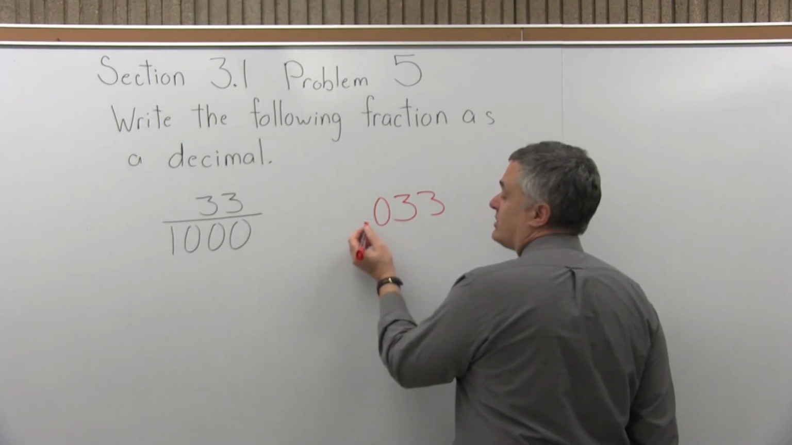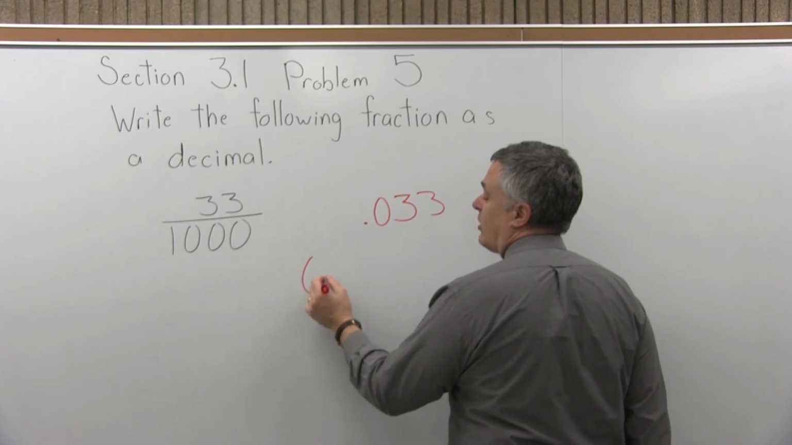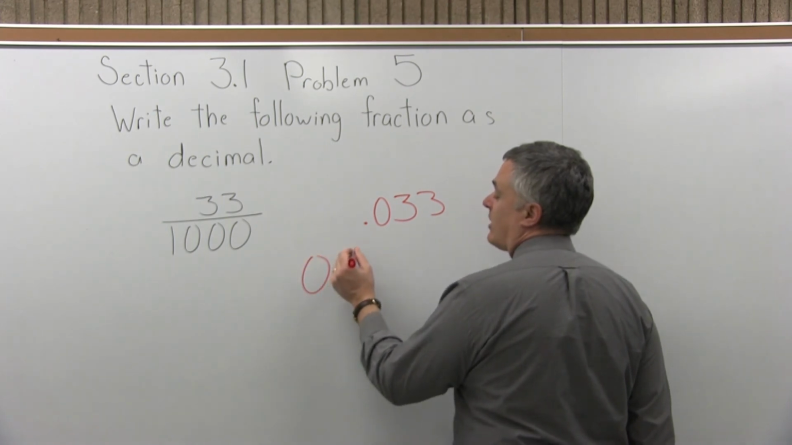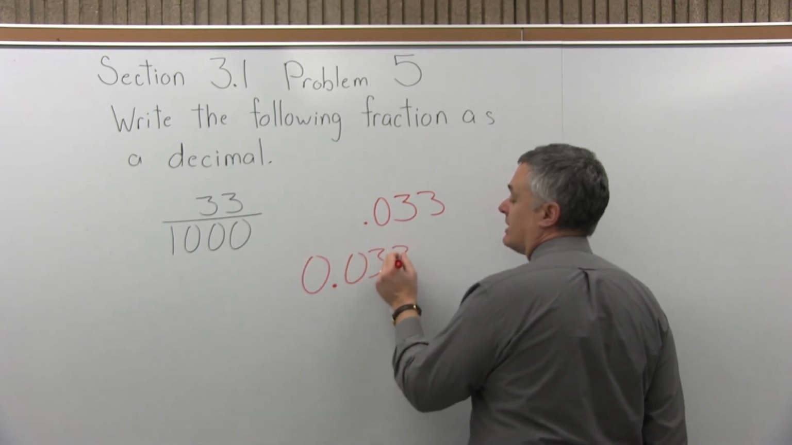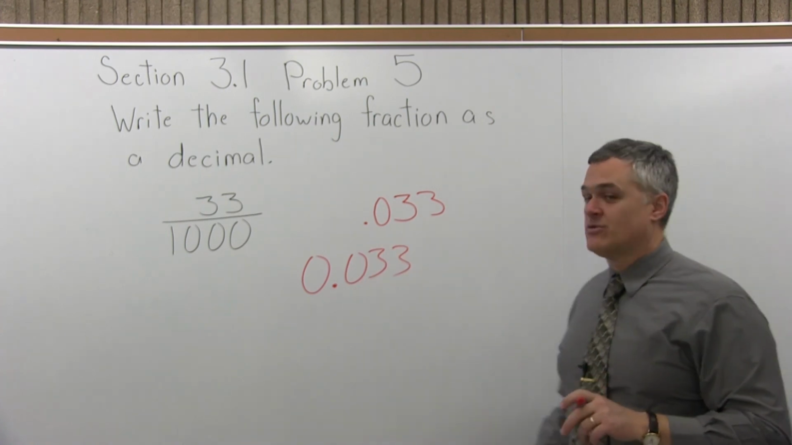And you can leave it as 0.033, that's fine. Or if you prefer, you can write 0.033. That's the same, so you could write that either way.